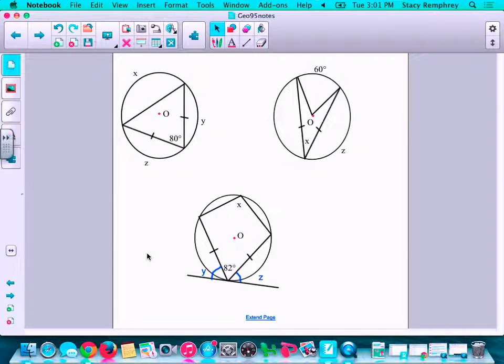Now here are 3 more examples again. I would like you to try these to the best you can, writing down anything you know, and then come back and check your answers.